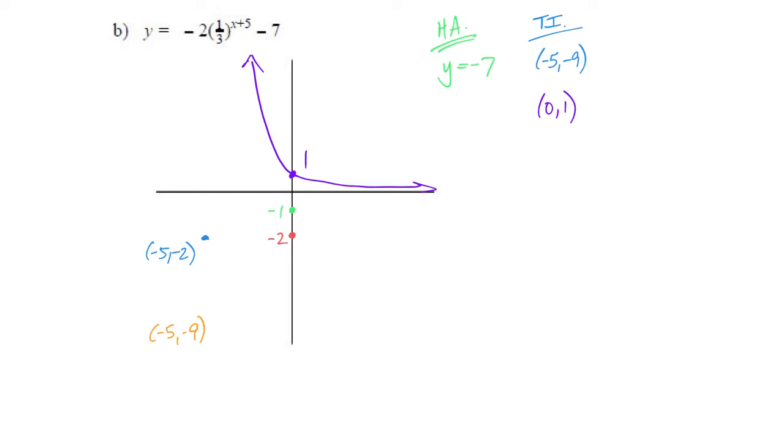Okay, we could have got there through mapping points, and we could have done the same thing. Well, I started at 0, 1. Now reflect it. Now stretch it. Now shift it to the left 5. Now shift it down 7.